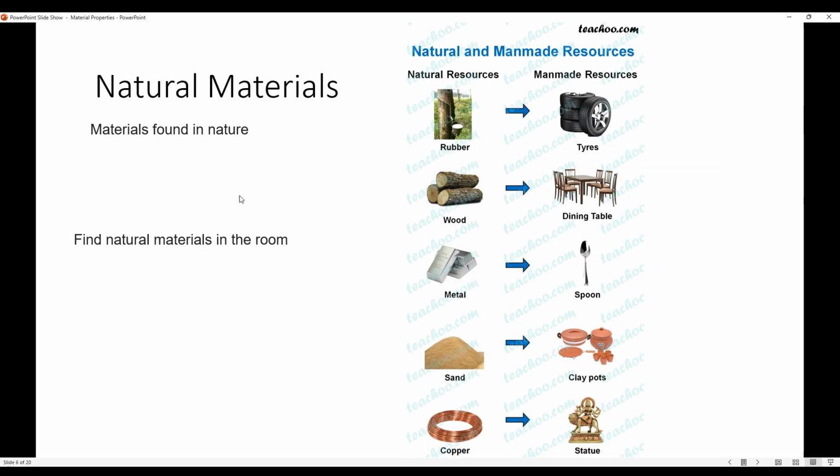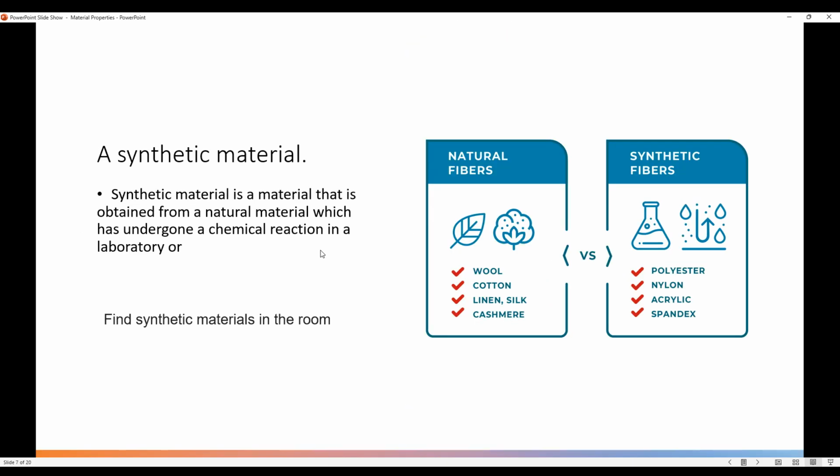Now, I want you to look around your room and find some items that are made of natural materials. Could you find anything that's made of natural materials? That's correct. The table that you're sitting on right now, if it's made of wood, then it's made of natural material, which is wood. Let's look at the two pictures here.